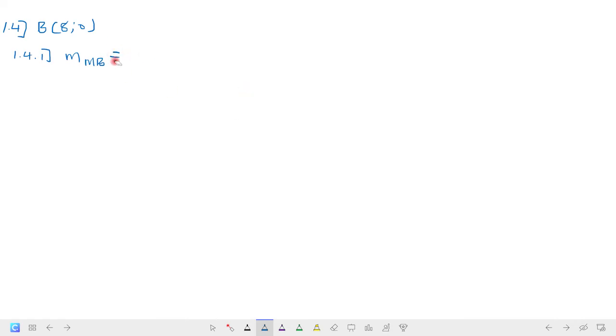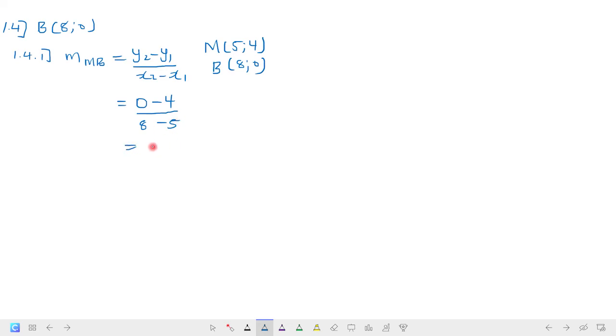Now we know that the gradient of MB is y2 minus y1 over x2 minus x1. So let's write the coordinates here. We know that M is (5; 4), and B is (8; 0). Simplifying, it's 0 minus 4 over 8 minus 5. If you press it on your calculator, you're going to get minus 4 over 3, which is the gradient of MB.